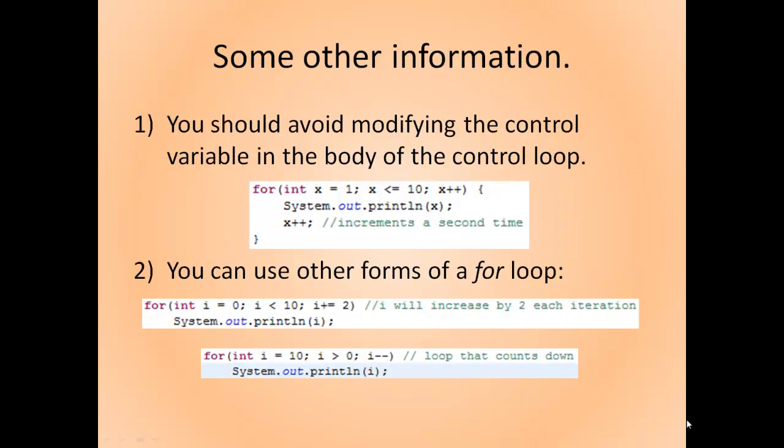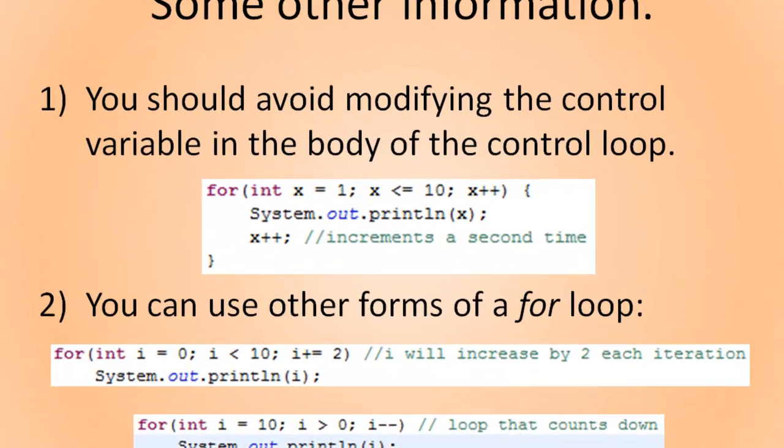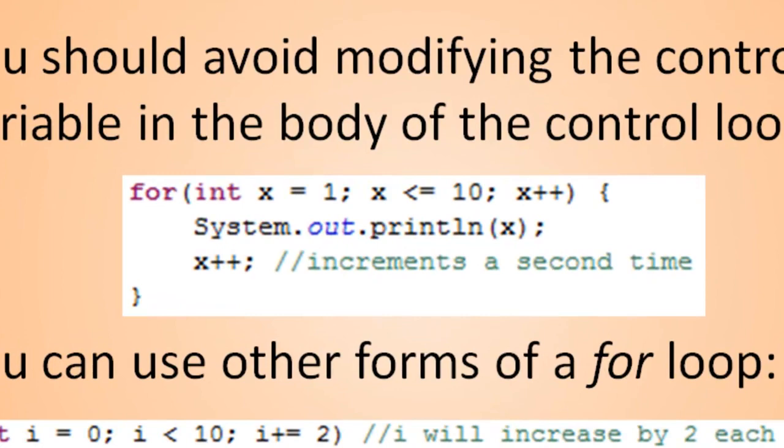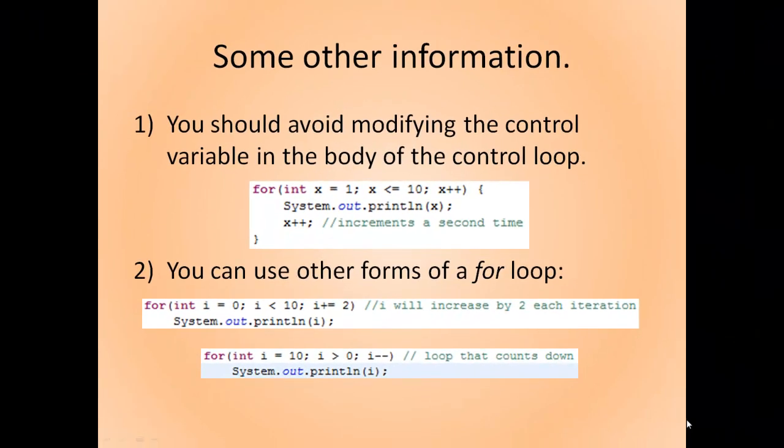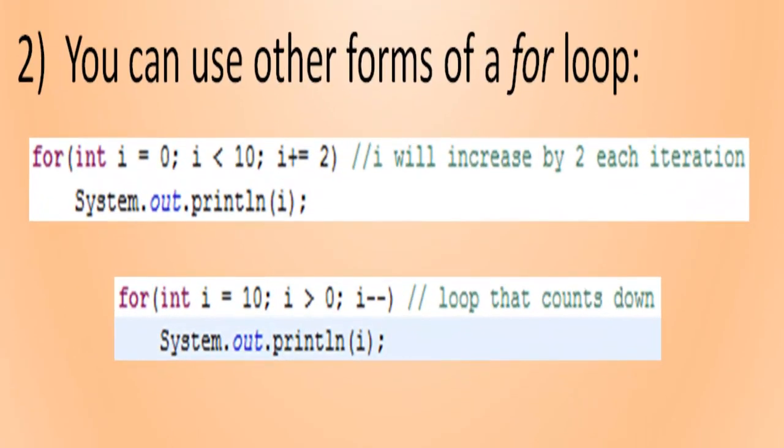This slide contains a few extra points of information that you may find useful when attempting to use a for loop. The first is that you should avoid modifying the control variable in the body of the loop. While this won't necessarily throw an error, you may find that you get different results than you expected. Secondly, there are also a number of different ways to implement a loop. Below I've laid out two examples. The first increments i by 2 each iteration, and the second is a loop that counts down instead of up.